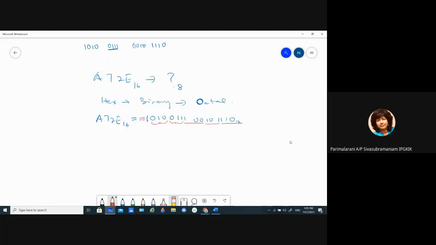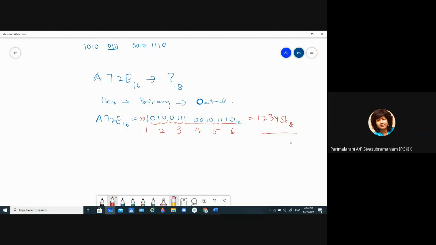So what is 110 in octal? 6. 101 is 5, 100 is 4, 011 is 3, 2, 1. Correct? Yes. So this is 1, 2, 3, 4, 5, 6, base 8. Just check all the digits: if it's base 8, you cannot have an 8 or above 8 in your answer. That's all.